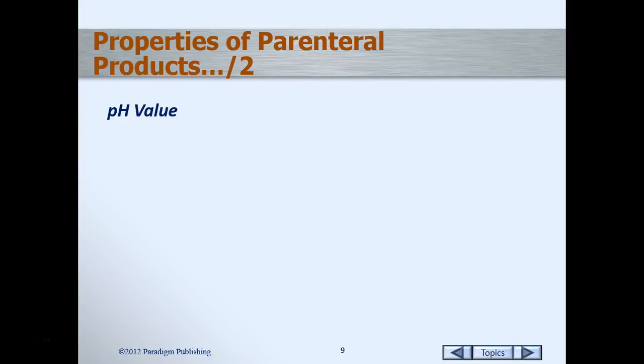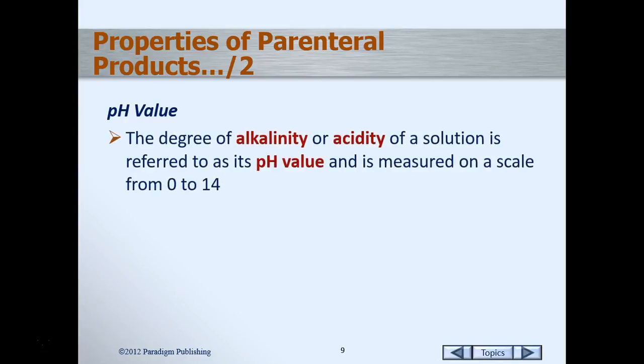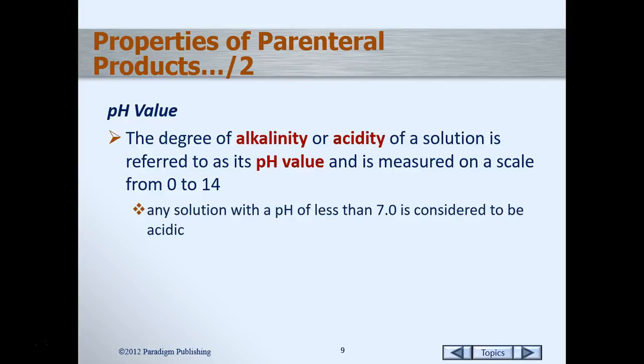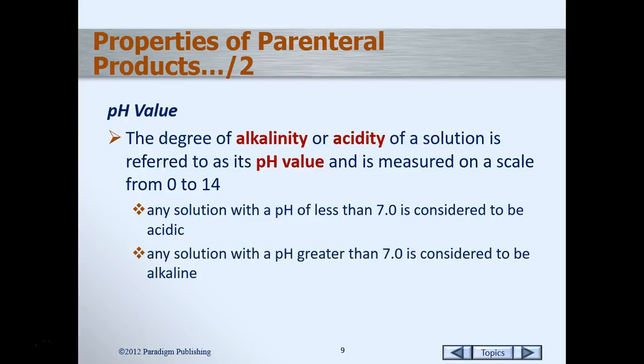So for the pH value, as we know, the blood is slightly alkaline with a pH of approximately 7.4. The degree of alkalinity or acidity of a solution is referred to as its pH value, and it's measured on a 0 to 14 scale. Any solution with a pH of less than 7 is considered to be acidic, whereas any solution with a pH greater than 7 is considered to be alkaline. If it has a pH of 7, it's considered to be neutral.